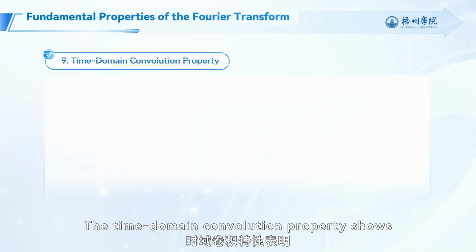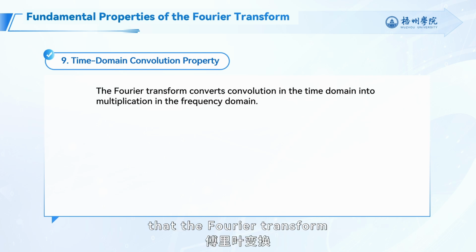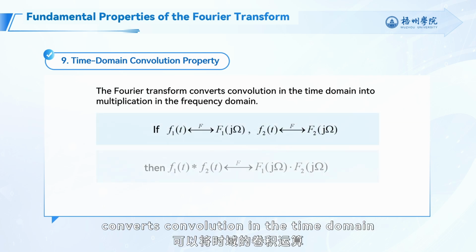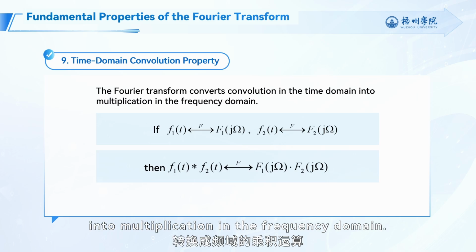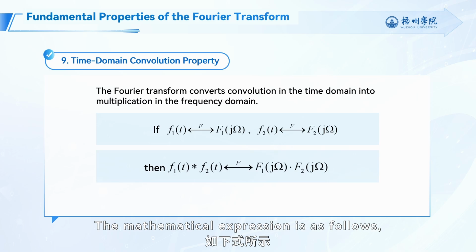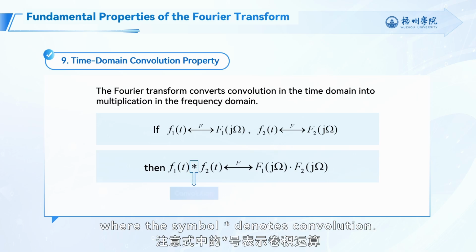The time domain convolution property shows that the Fourier transform converts convolution in the time domain into multiplication in the frequency domain. The mathematical expression is as follows, where the symbol asterisk denotes convolution.